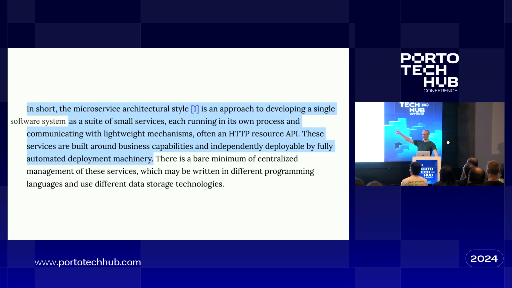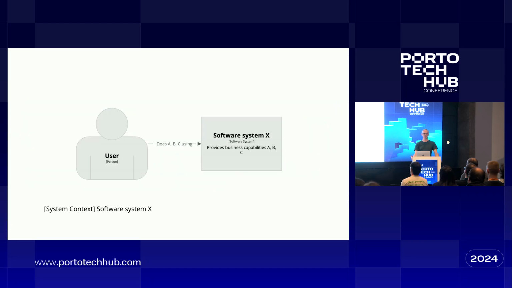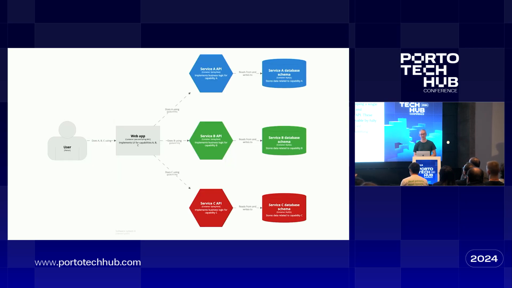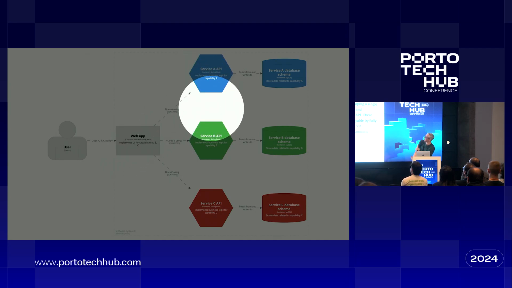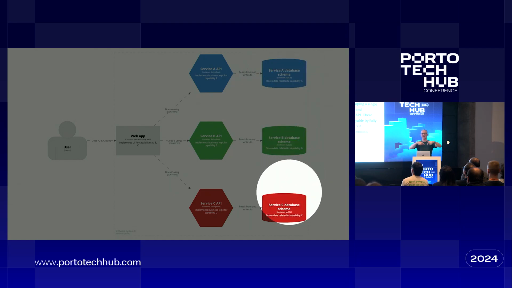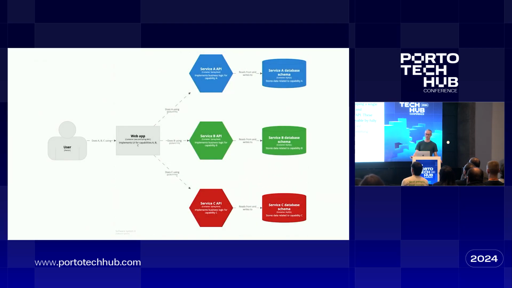I'm going to use this definition of microservices by James Lewis and Martin Fowler, which is essentially this. In short, the microservice architectural style is an approach to developing a single application as a suite of small services, each running in its own process and communicating with lightweight mechanisms. I'm going to change one word, which is that. So I'm going to say we're developing a single software system as a set of services, to bring this back into C4 land.